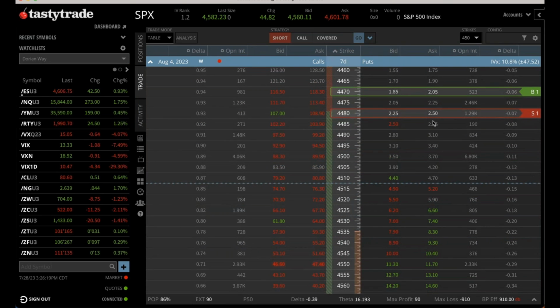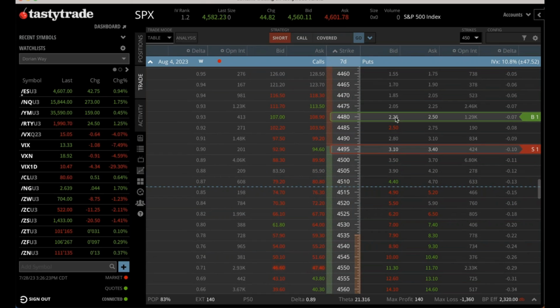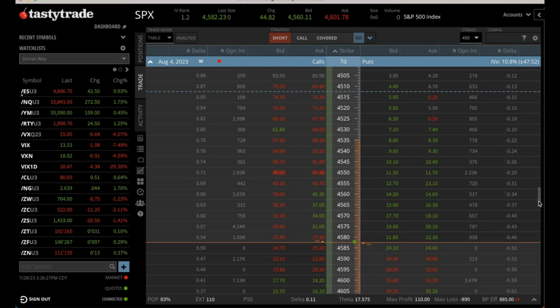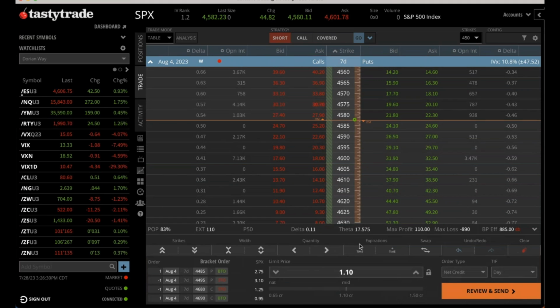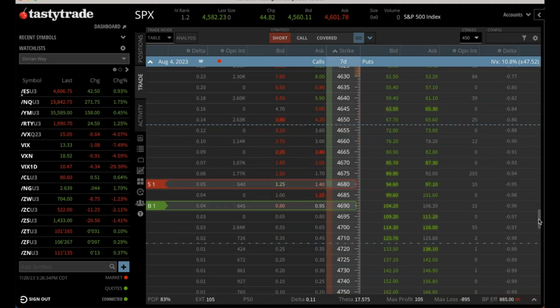And so normally we're going no higher than a 10 delta. So we went to this 10 delta here on the put side, and we did a 10-point wide, and you can see down here now it's giving us 110. So still not a significant amount after fees and commissions and wanting to get out of the trade.